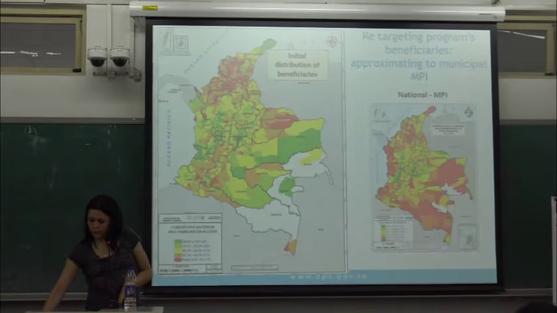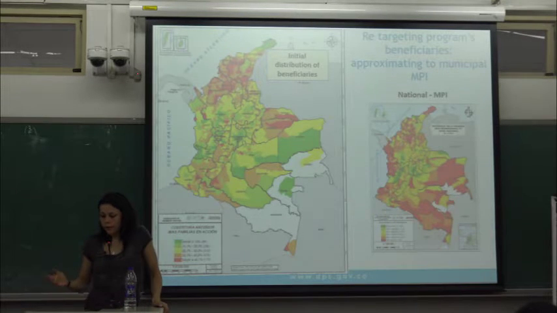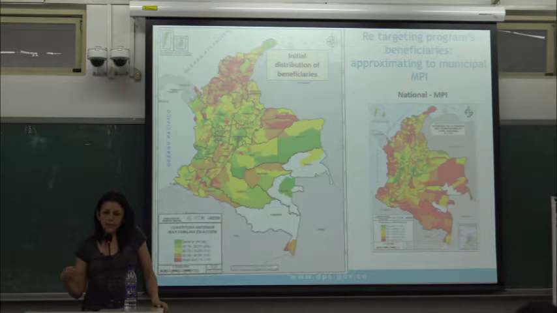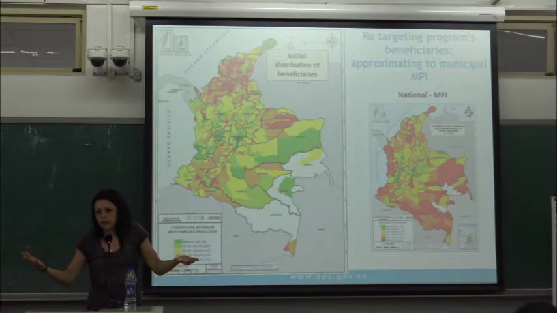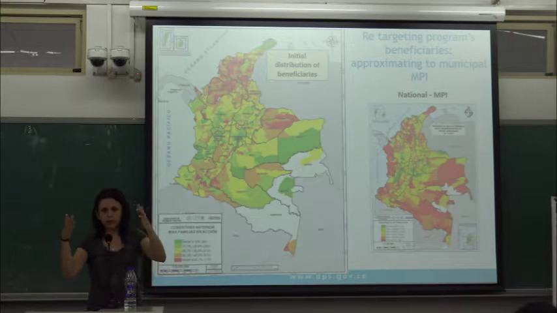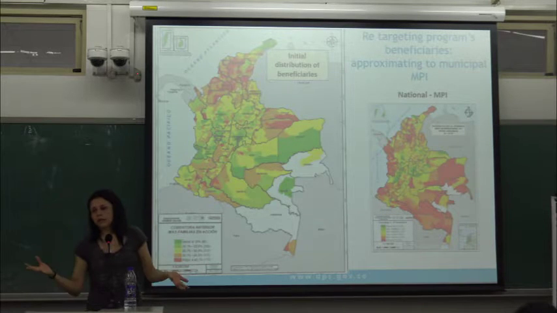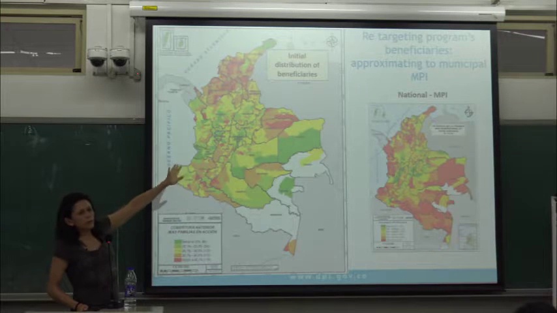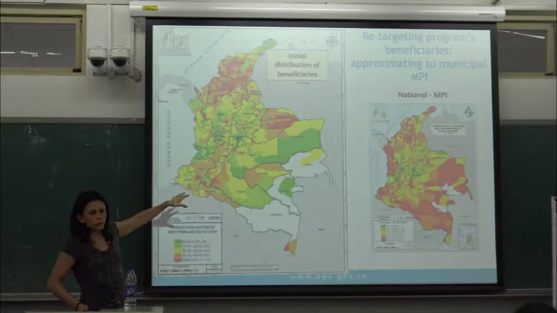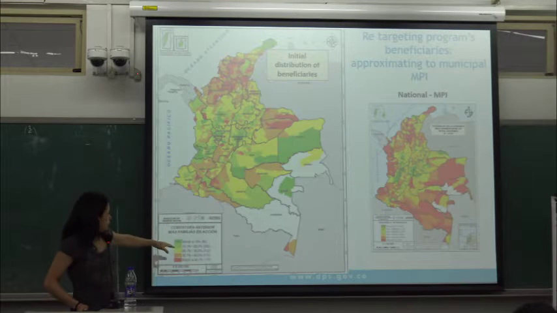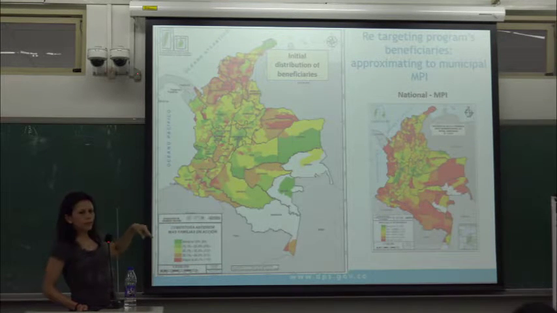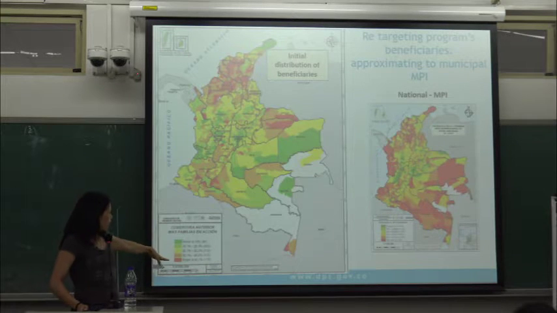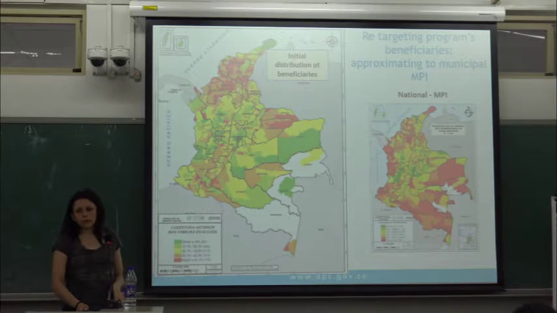And here, okay, we have another way that they use the MPI, or the results of the MPI, which is how to distribute the CCTs. So before the MPI, they gave the CCTs according to other criteria. Usually the SISBEN 3, that is the targeting index that they used to have. So what they realized is that in this map, you see the initial distribution of beneficiaries in the CCTs. So those who are green are those who have less than 10%, and those who are red are those who have more than 45%.